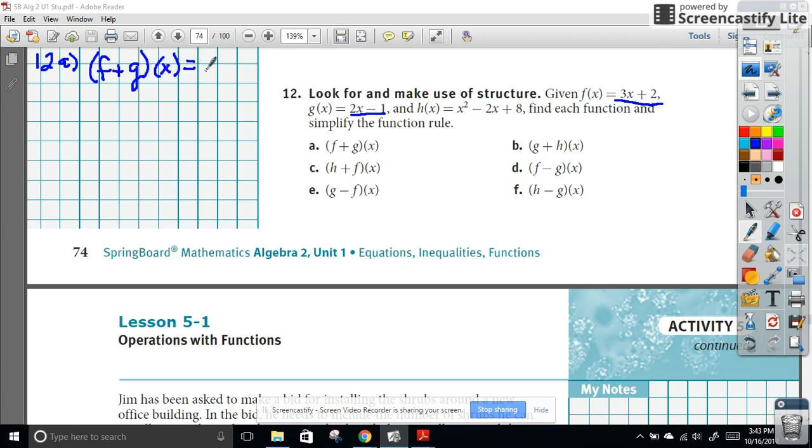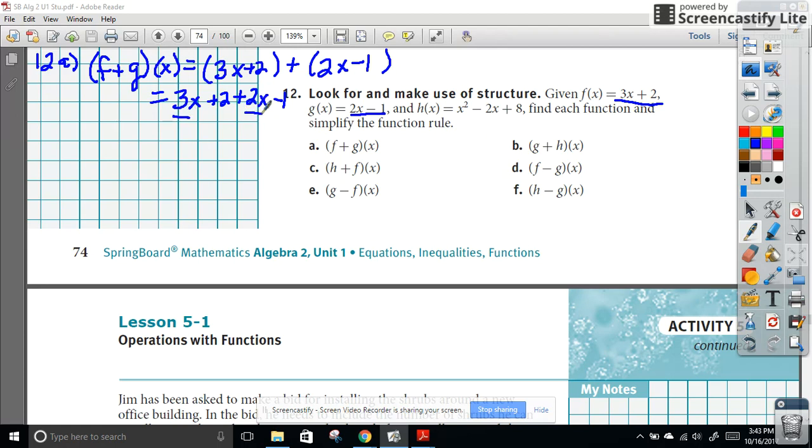Okay, so I'm just simply going to add the two things together. So I'm going to put my f function there. I'm going to put my g function in there, and then I'm going to drop the parentheses and add the like terms. So my f function is 3x plus 2. My g function is 2x minus 1. Because there's nothing outside these parentheses to do, and the parentheses are not serving any purpose other than to organize my work, I can drop them. 3x plus 2 plus 2x minus 1.